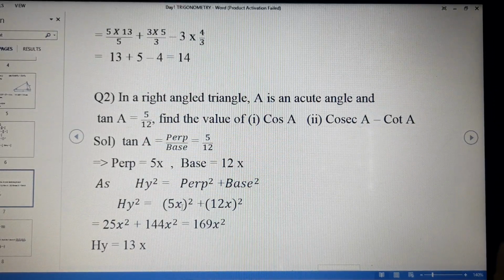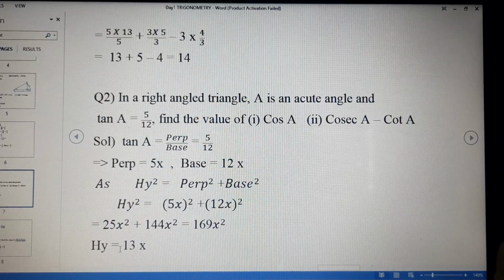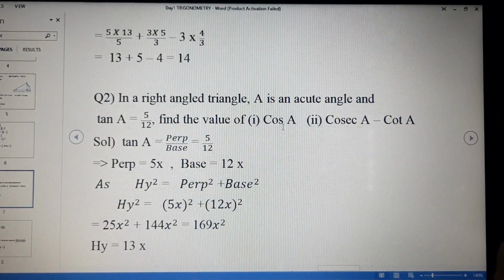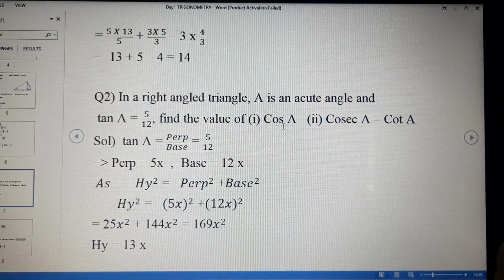Clear? 5x square. 5 will also be squared, x will also be squared. 25x square. 144x square. Clear? So we have got 169x square. Hypotenuse becomes 13x. Now cos A, when we calculate cos A, it is base upon hypotenuse. So base is 12x. 12x upon 13x, x cancelled.